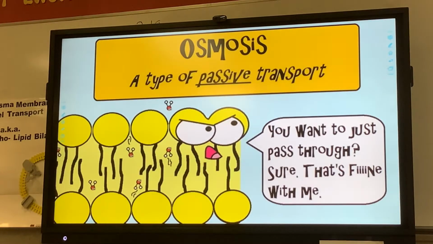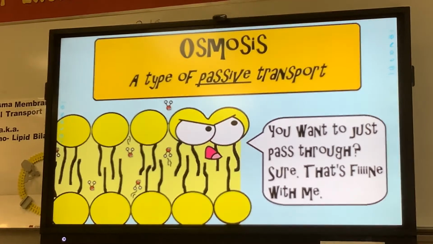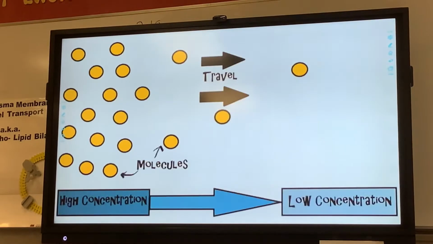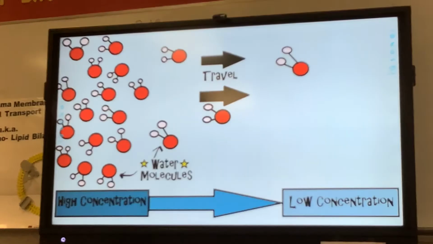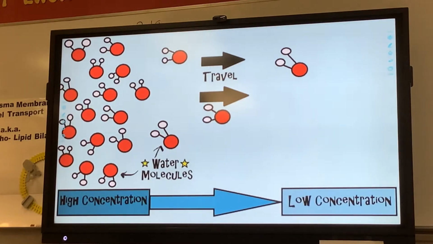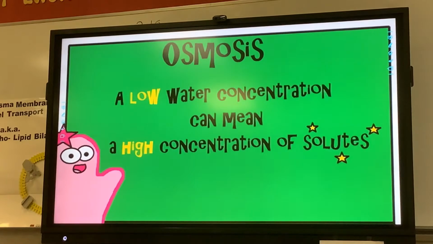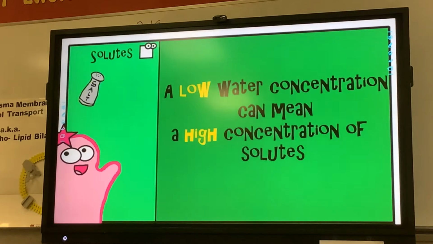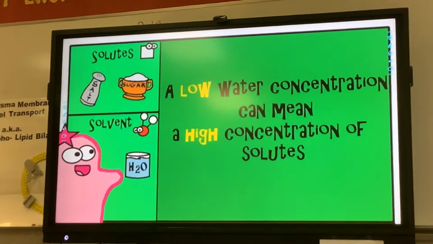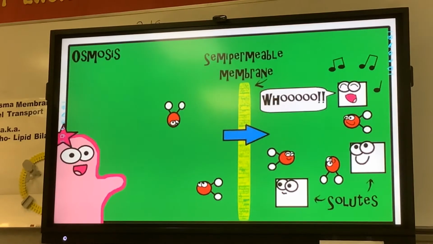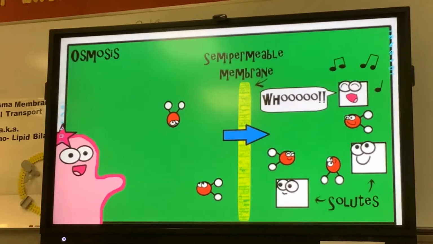Osmosis is a type of passive transport, meaning that it doesn't require energy. I mentioned osmosis is a type of diffusion, and similar to what you might have learned about with diffusion, molecules, in this case water, travel from areas of high concentration of water to low concentration of water. But there's another way to think about water movement in osmosis. A low water concentration likely means there are a lot of solutes. Solutes are substances like salt or sugar that can be dissolved within a solvent, like water. Water has the tendency to move to areas where there's a high solute concentration, which means there's less water concentration.